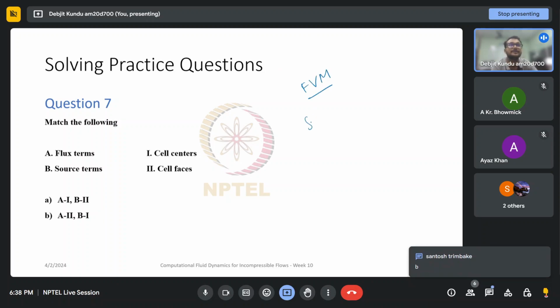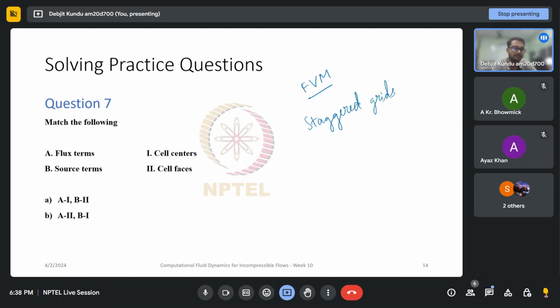Because remember, we discussed earlier that we are using staggered grids, which are better, of course. We discussed that in detail in earlier sessions, the benefits of using staggered grids in comparison to using collocated grids.